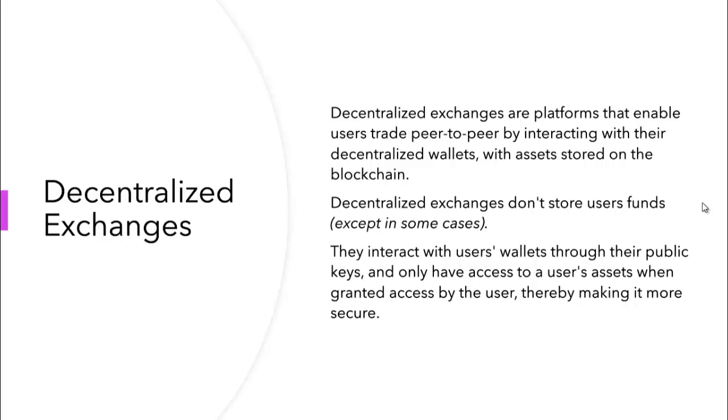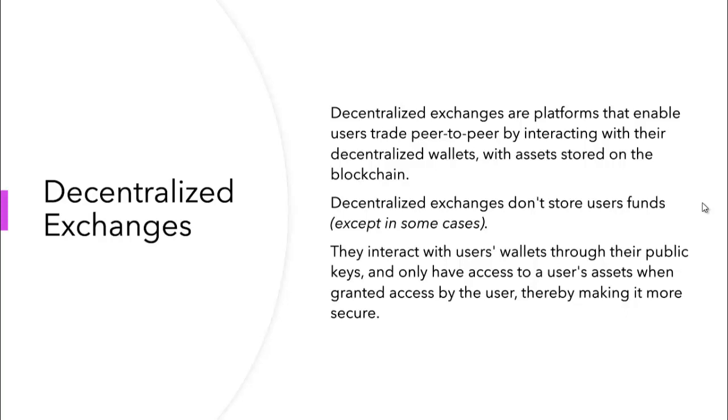Peer-to-peer, you are interacting with the person. You are interacting wallet to wallet. You get? Wallet to wallet. Decentralized exchanges don't store users' funds, except in some cases, maybe you're staking, lending and all that stuff, DeFi anyway. But decentralized exchanges do not store users' funds. You just go there, transact, get out. You get? So they don't store users' funds, except in some cases.